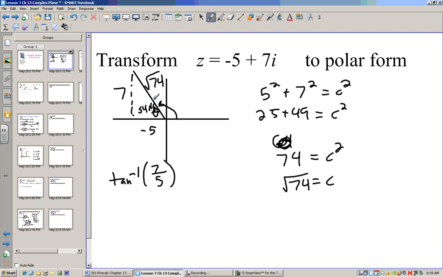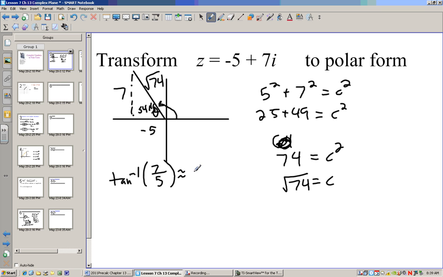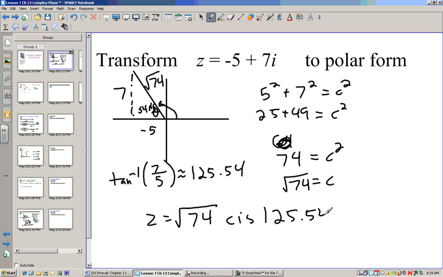So if that is 54.46, we'd have to subtract it from 180. So 180 minus that answer will give us 125.53. So let's say 125.54. It looked like the last number would round up. So now we have our angle, we have our r, so our value would be root 74 cosine plus i sine of 125.54.